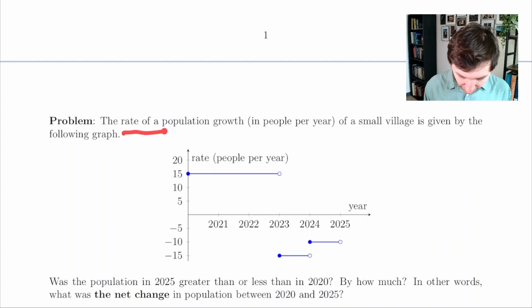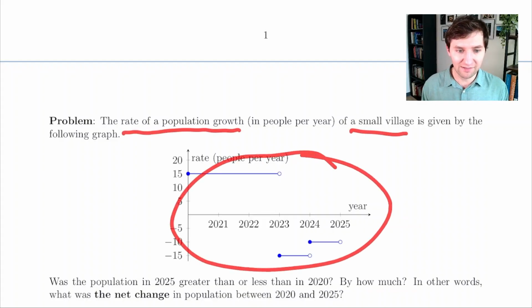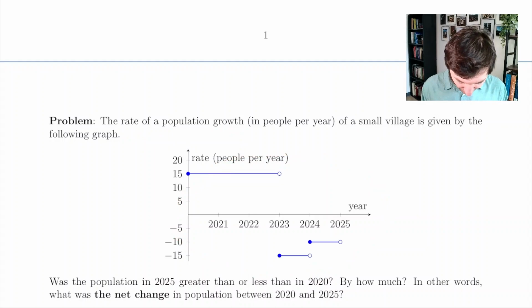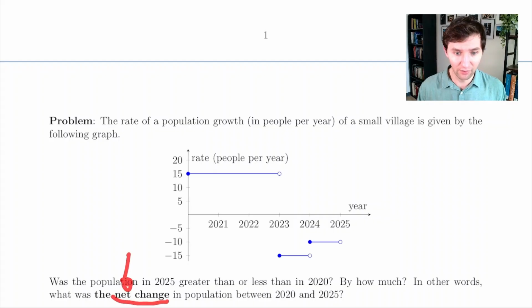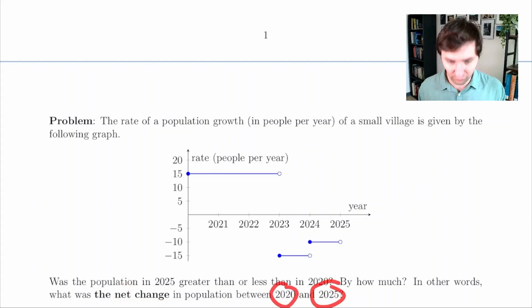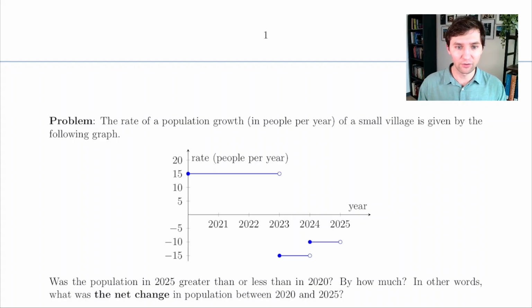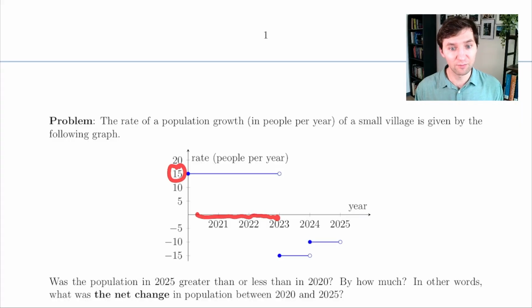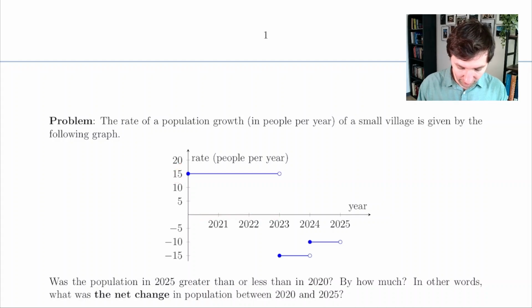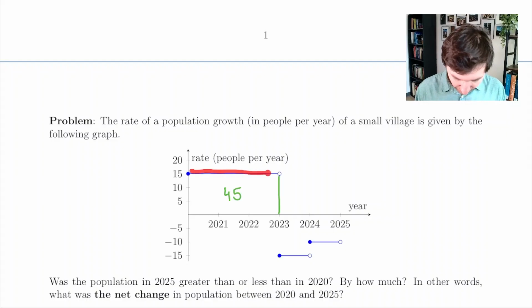We are given a rate of population growth of a small village, and we must determine if the population in 2025 was greater or less than in 2020, and by how much. In other words, we need to know the net change, where the word net means total, in population between 2020 and 2025. According to the graph, the rate at which the population grew was 15 during the first 3 years, which means first year, 15 more people showed up. Second year, 15. Third year, 15. Altogether, during the first 3 years, 45 more people showed up. Note that that's exactly the same as the area of the region under the first piece of the graph.